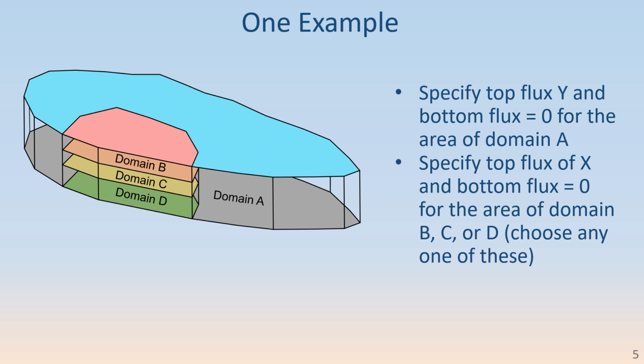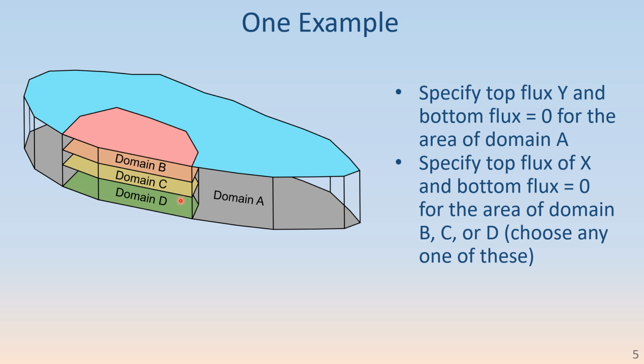Let's run through a few examples for this hypothetical model that we've sketched here. We could have, over the top of the model in the domain A area, this light blue surface, a specified top flux, a recharge rate, let's say it's Y. And at the bottom of A, this gray area, we specify a bottom flux of 0, so impermeable. In the 3-layer area here, we could specify a top flux that's different, say X, and a bottom flux of 0 out the bottom in this green surface here.